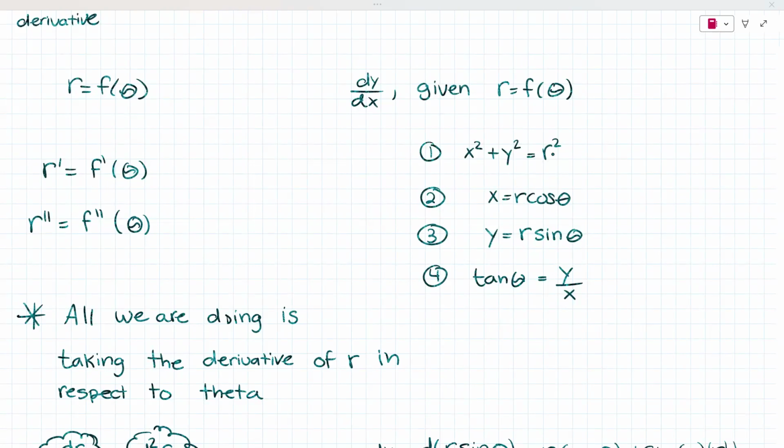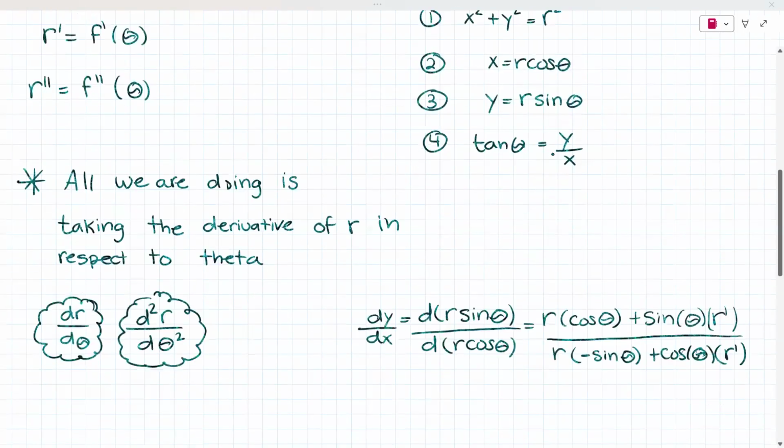X squared plus y squared equals r squared. X can also be expressed as r times cosine theta. Y equals r times sine theta, and tangent theta is y over x. So all we're essentially doing is taking the derivative of r with respect to theta. That's all we're doing. So dr d theta, and d squared r over d theta squared, that's the second derivative.